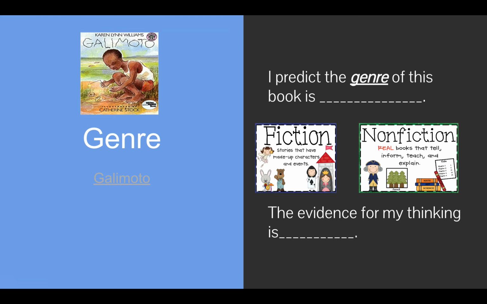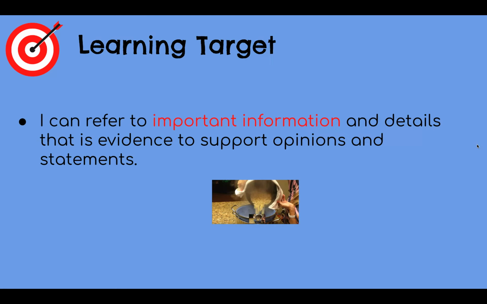All right, here's my prediction. I predict the genre of this book is maybe realistic fiction. Although the pictures look like someone created them with art, and maybe it's a made-up story about this boy that's on the cover, it looks like he is making things. I'm wondering if it's a possible realistic story that really could happen. That's the evidence for my thinking.